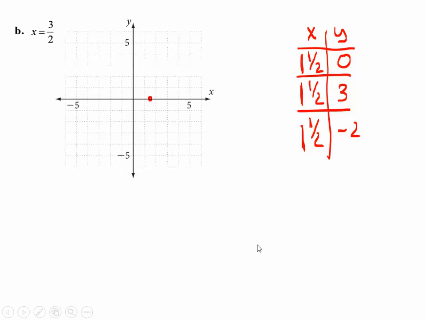Alright, so 1 1/2, 0, 1 1/2, 3, 1 1/2, -2, and voila. Cool. Anybody know the name of this little line right here? I don't know. I think it's a vertical line. Line that goes straight up and down. We call that a vertical line. I'm sorry, I was thinking this is real fancy. But anyway. A highly technical name, vertical line.